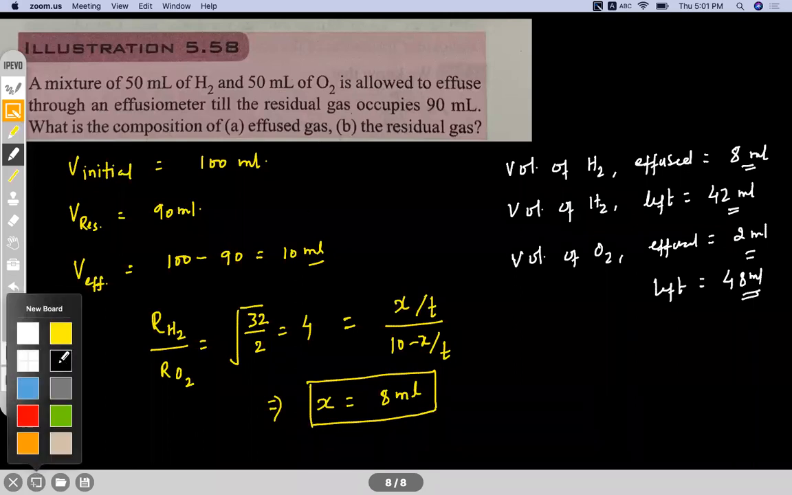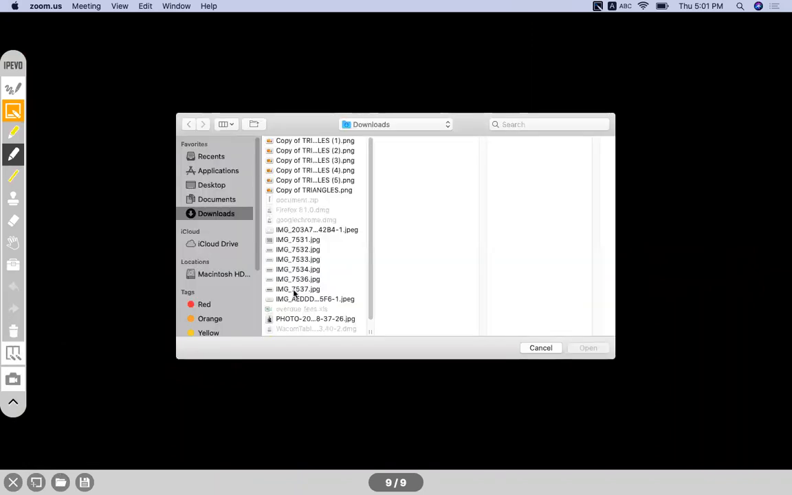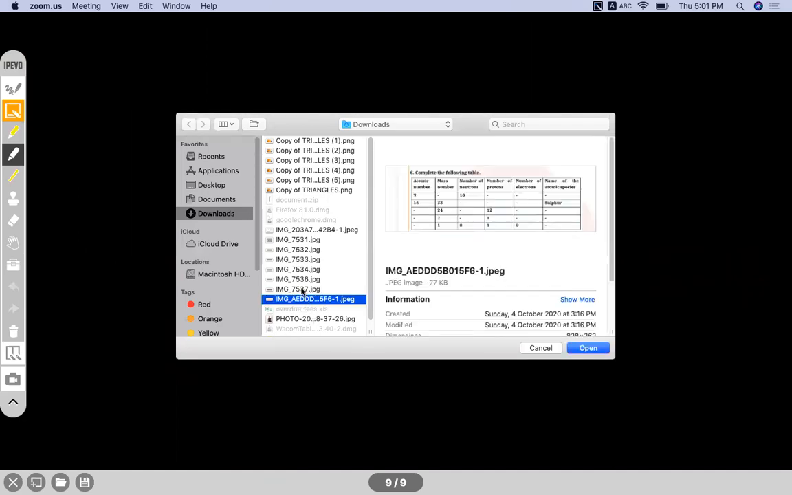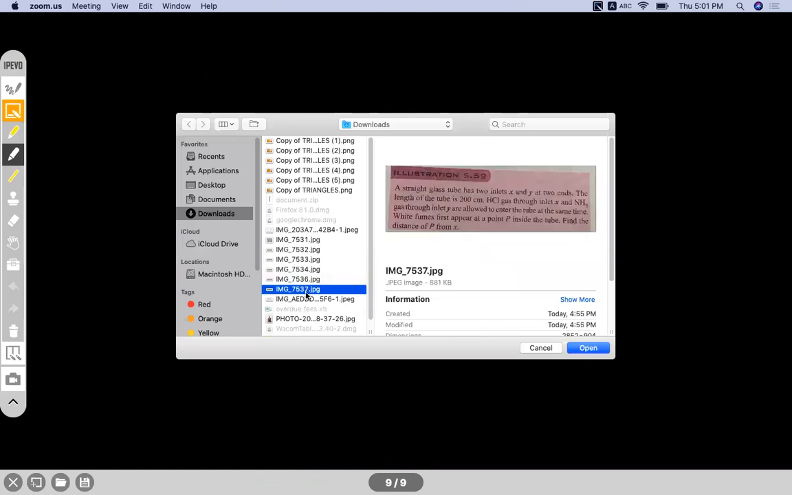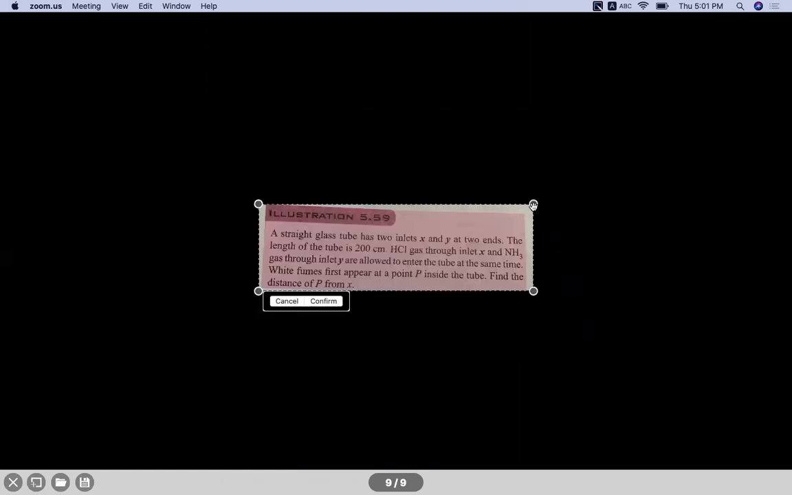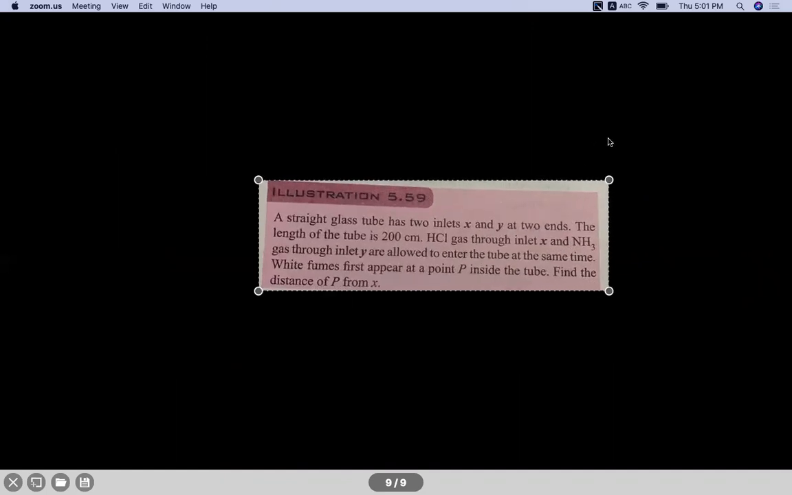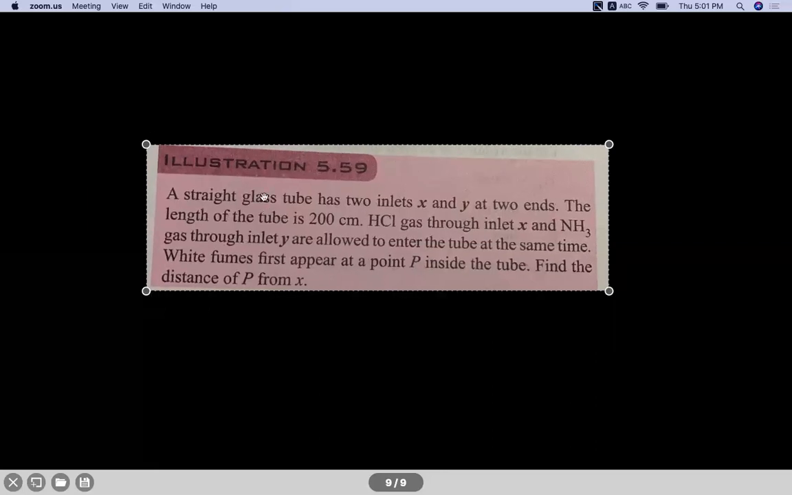Okay, one more question you see. This kind of question they have asked in the JEE exam. I'm not talking about the exact question, but exactly the same pattern. Data will be different. This one you see. Try this.